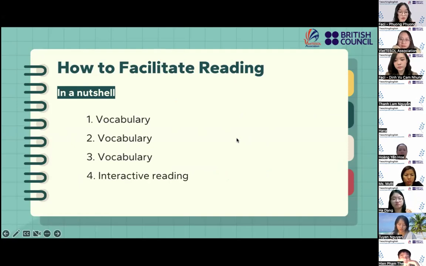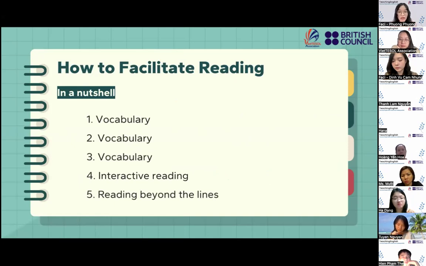And make sure to make reading interactive with the other skills as well. So make the student write while they read and then let the student talk and listen about the text. And finally, try to make the student read beyond the lines. So not only understand the literal meaning of the text, but try to understand the deeper purpose of the text. And this will be a very useful skill, especially in this day and age when the media have all kinds of fake news and false information. To have critical reading, to read beyond the lines will be an extremely useful skill.